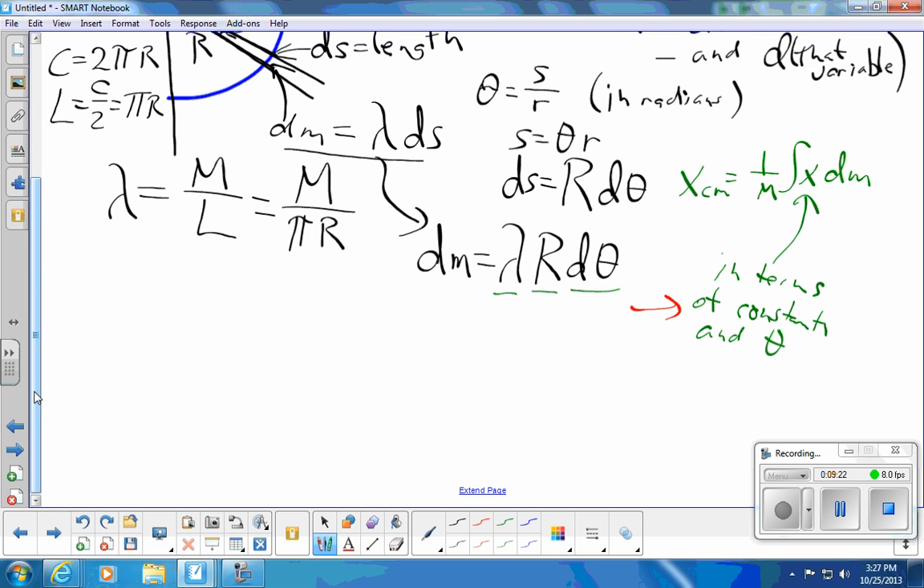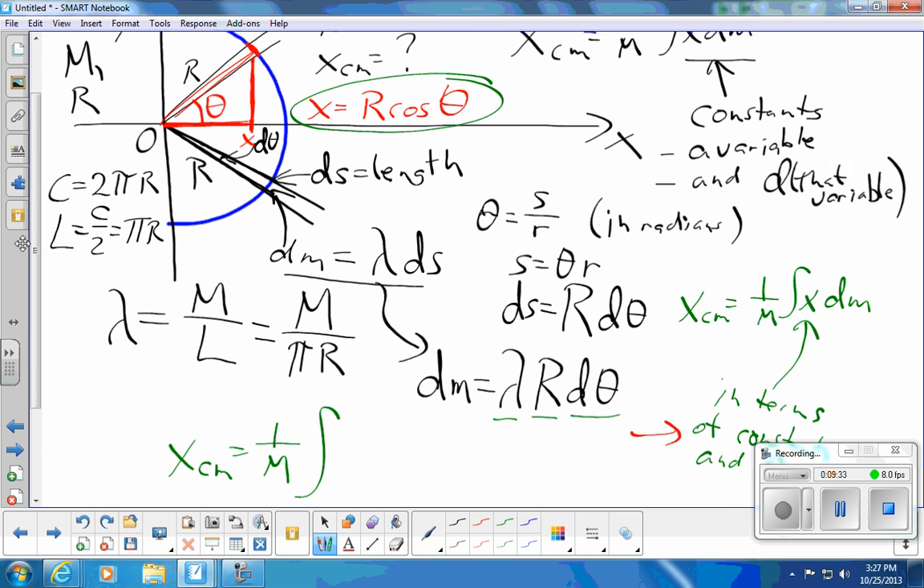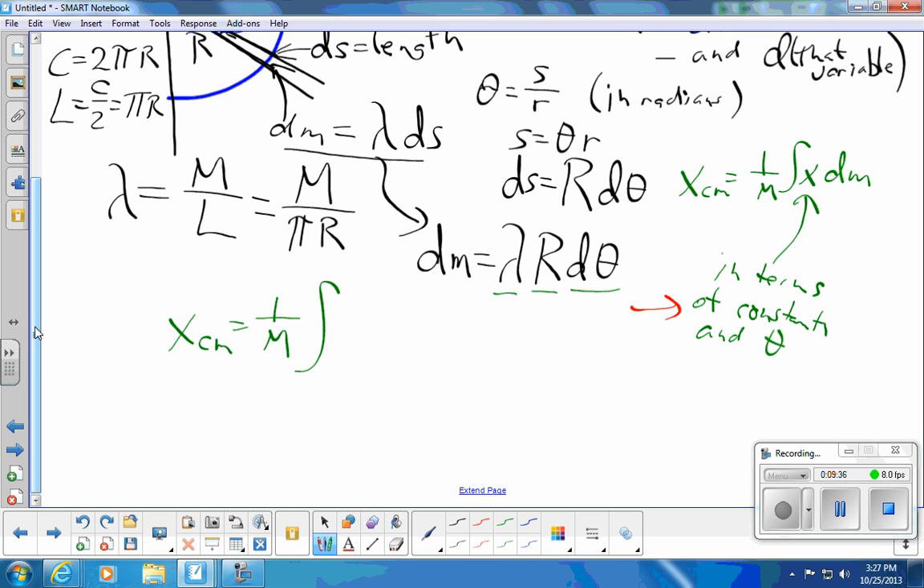I'm going to work on the left-hand side here. X cm is 1 over mass times the integral of x, but I can write x as r cosine theta. That's what I'm going to sub in for x, r cos theta. And dm, I've got it right above here, I can write as lambda r d theta. Okay, I'm now giddy because I have r constant, cosine theta, theta is a variable, lambda constant, r constant, d theta. I've got constants, one variable theta, and d theta.